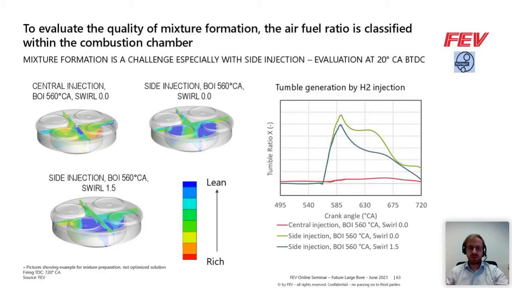And to really optimize this in a good way, we need to consider all the parameters that we have. For that purpose, we've depicted here the tumble generation by the H2 injection on the right side. Just to show you, we really have to think about the interaction of our hydrogen injection with our charge motion, and for that, of course, validated models are one of the key things that we need for a good result of our optimization.